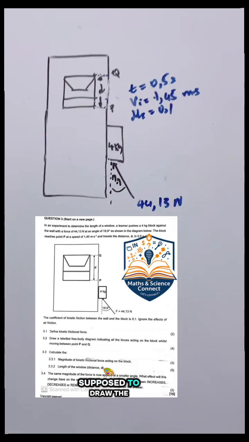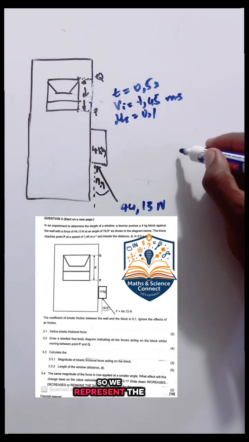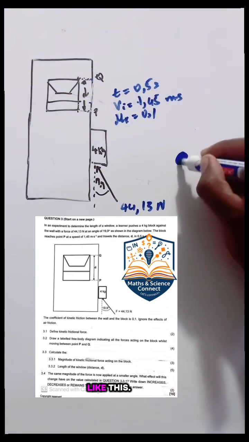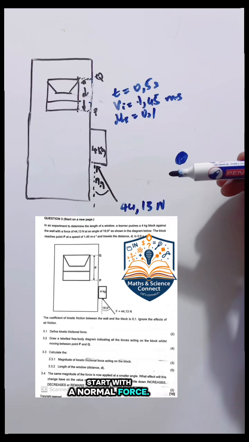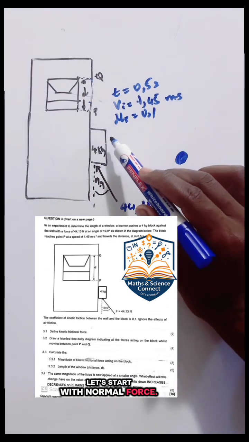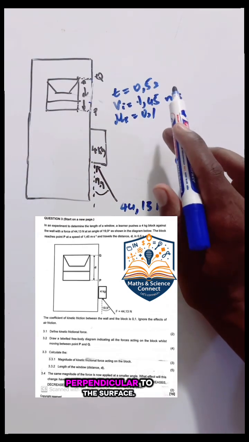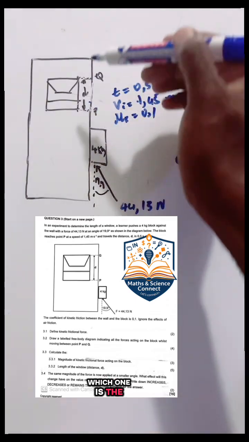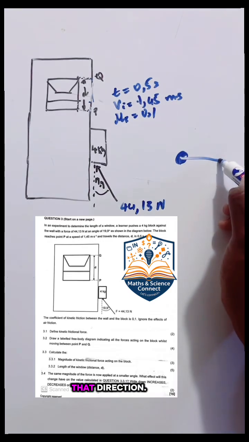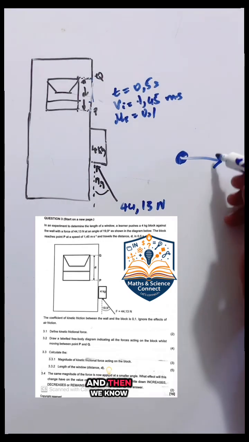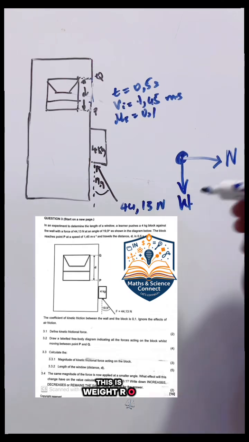Now we are supposed to draw the free body diagram of this block. We represent the block with a dot, and we start with the normal force. What is normal force? Normal force is a force acting perpendicular to the surface. Which one is the surface? This is the surface, perpendicular means normal force will be acting in that direction. And then we know that weight is going directly downwards. This is weight, or Fg.